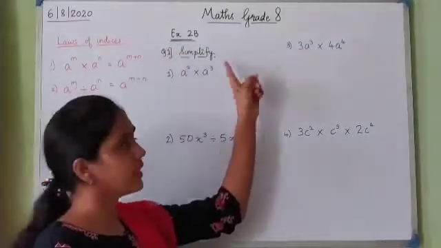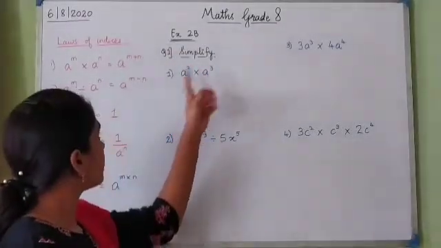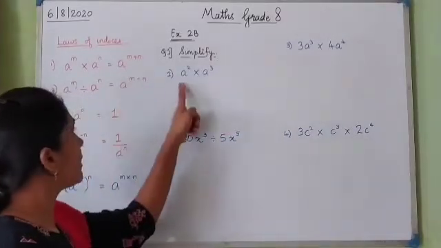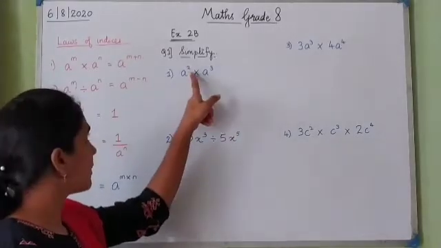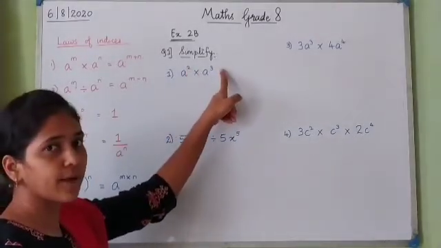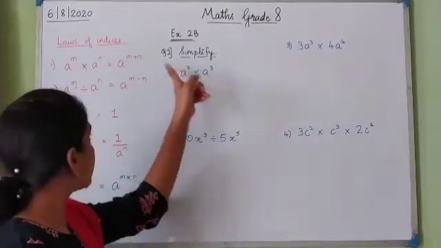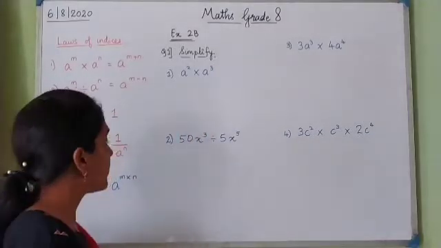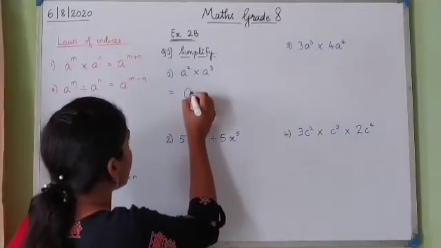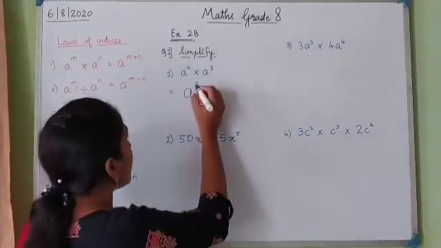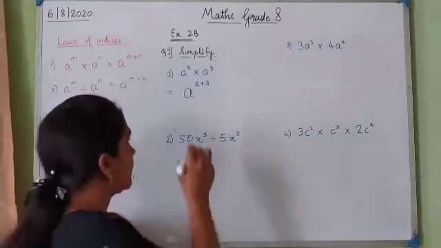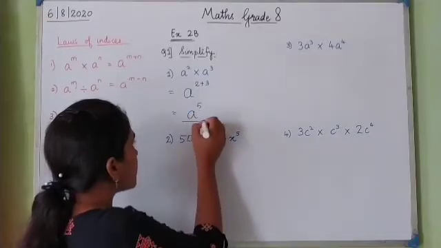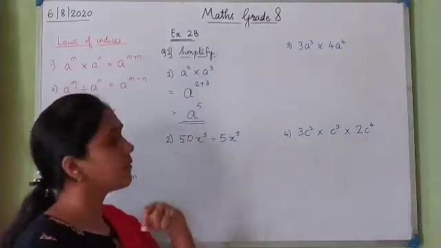The first question is simplifying, okay? The first example is a raised to 2 into a raised to 3. Here the base is the same, a, but their powers are different. The first power is 2 and the second power is 3 and they are multiplied. So according to the first law of indices, what do we do? We add their powers, right? So what will I write here? The base a remains the same and their powers get added. So 2 plus 3, so this becomes a raised to 2 plus 3, which is how much? 5. So a raised to 5 is the answer of the first example.